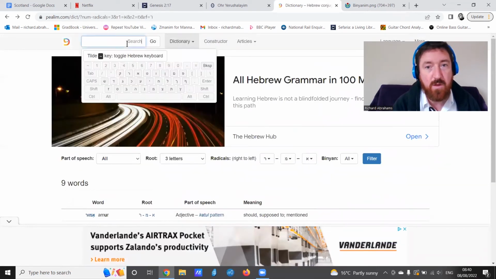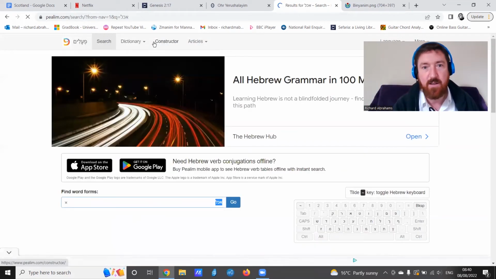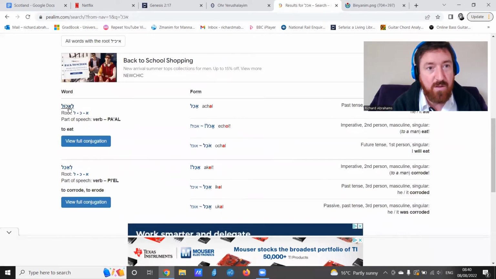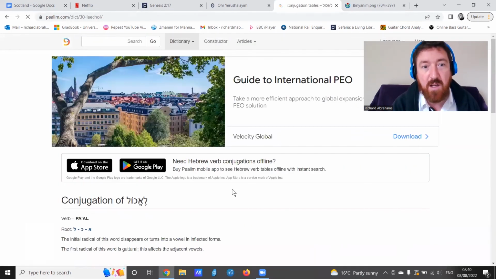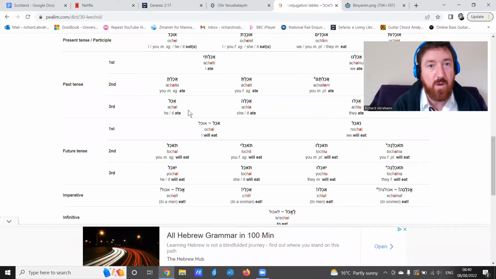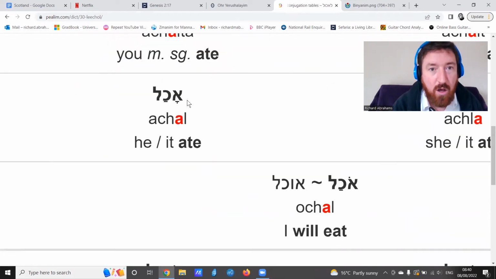So for example, if we take akhal, which is to eat, aleph, chaf, lamed, you can already start to predict. Let's see the pa'al to start with. You know that the pa'al is going to match the vowels of the pa'al. Okay, so akal is "he did it." So akal means he ate, right?